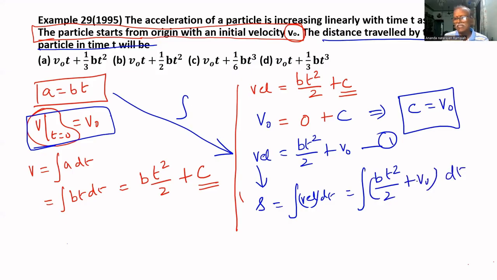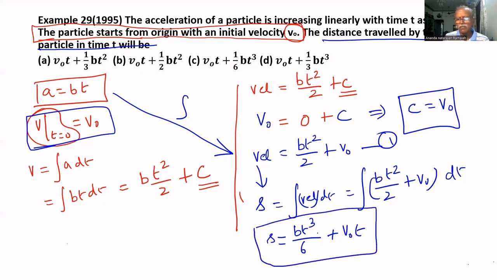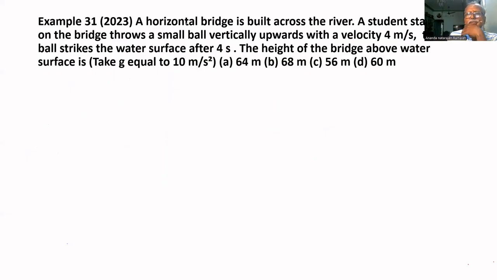Hereafter, I won't write two integration signs. This will be integrated separately to reduce the number of steps. If you integrate this, what you will get? bt cube divided by 3, and already 2 is there, that's why 6. Plus v naught, if you integrate v naught dt, you will get v naught t. Therefore, S equal to bt cube divided by 6 plus v naught t. So 1 by 6 bt cube plus v naught t, C is the answer.